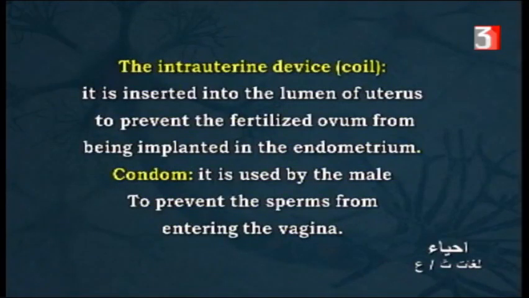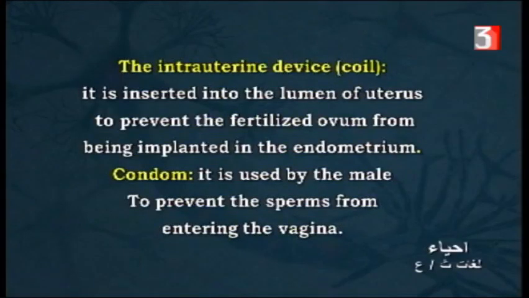The intrauterine device or coil is inserted into the lumen of the uterus, in the cervix, to prevent the fertilized ovum from being implanted in the endometrium. It means the ovum is not found or not implanted inside the uterus.